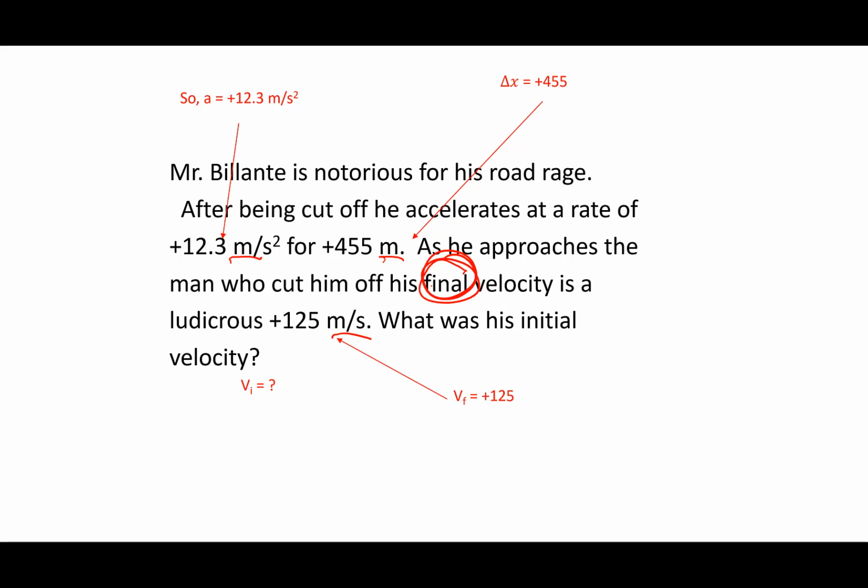So you need the equation that has a, delta x, vf, and vi. Here it is. You notice that we're missing something. We are missing the time. That's okay. There's no time in here, right? It does not tell me the time, and it does not ask me to find the time. That's why I use this equation.